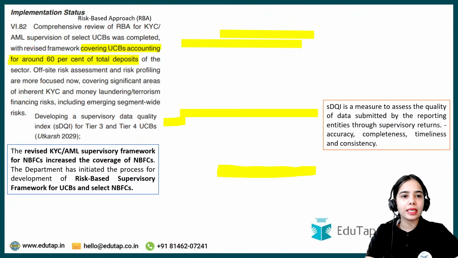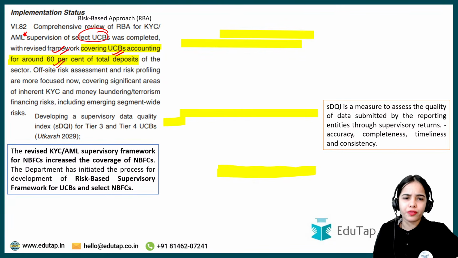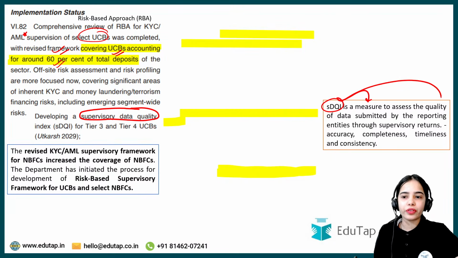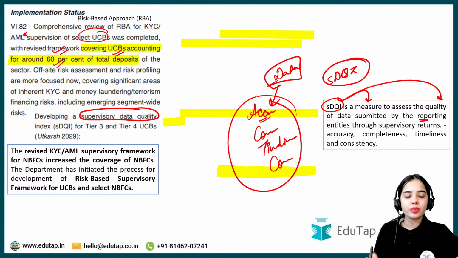Now, coming to the next part, that is the comprehensive review of the RBA, that is the risk-based approach for KYC and anti-money laundering supervision of select UCBs was completed, with a revised framework covering urban cooperative banks accounting for around 60% of total deposits. So the comprehensive review was done. Now it has been said that the supervisory data quality index is a measure to assess the quality of data that is submitted by the regulated entities to the Reserve Bank of India. It assesses the data on four parameters: the accuracy of the data submitted by the regulated entities to the RBI, the completeness of the data, the timeliness, whether it is in a timely manner or not, and the consistency. Now, it has been said that the supervisory data quality index will be developed for tier 3 and tier 4 UCBs also.